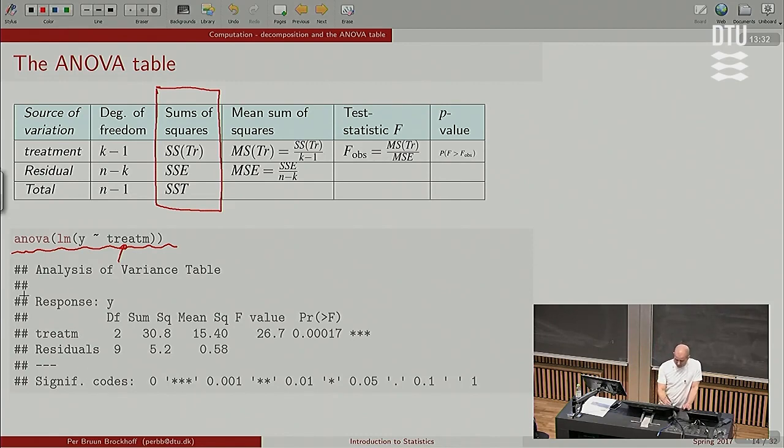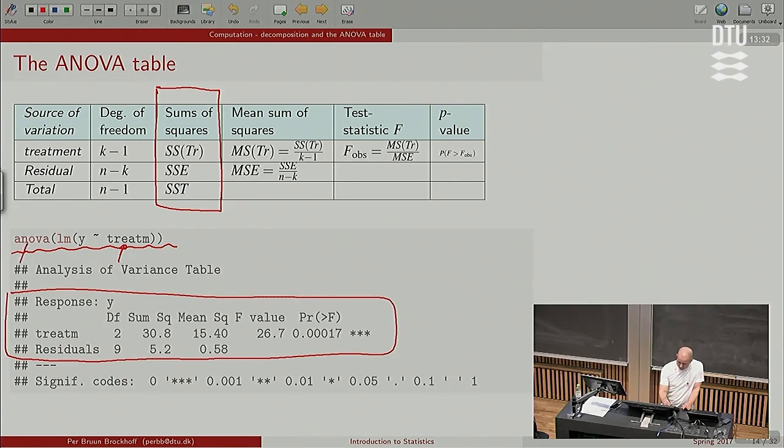If we do that, R will spit out such an ANOVA table, at least if we ask R to do it. There are several ANOVA functions in R. Here's one of them. And then it will tell us degrees of freedom, sum of squares. Basically, that's the only one I told you so far. Look at the R output. R output actually skips the total because we don't really need the total for the analysis that we do. But up here, we just give it. This is the table in mathematical terms.